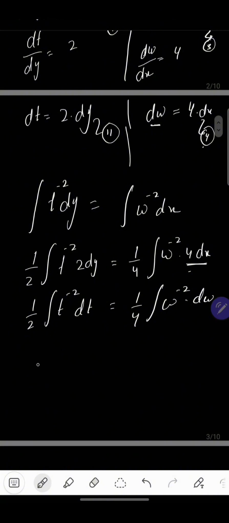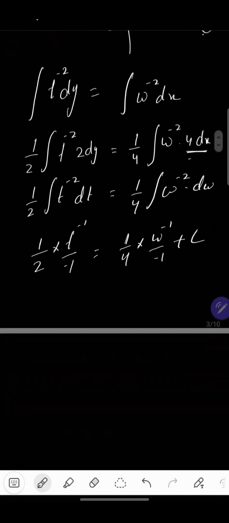Now let's apply integration. We get 1 divided by 2 multiplied by the integration of t to the power minus 2, which is t to the power minus 1. We increase the power of t by 1, so the power minus 2 becomes minus 1, and we divide by that new power. On the right side, we also increase the power of w by 1, so it becomes minus 1, and we divide by that power, plus c, which is the constant of integration. In the next step, we'll simplify these terms.